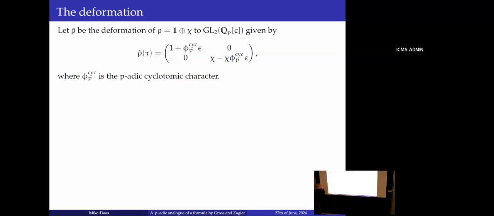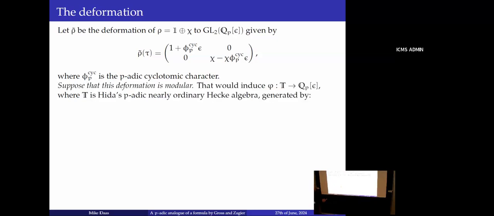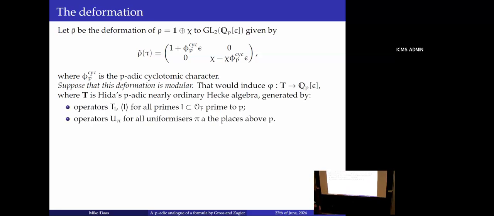But let's just assume that this very simple deformation, where I just put the cyclotomic character infinitesimally on the diagonal, is in fact modular. So it comes from some kind of modular form, which means some kind of morphism from the Hecke algebra to the ring of dual numbers. I just recall very quickly that this Hecke algebra is generated by operators T_L and diamond L for all primes co-prime to P. But at P, because this is a p-adic theory, the theory is very subtle, and we actually have operators U_pi, which are very sensitive to the uniformizer.